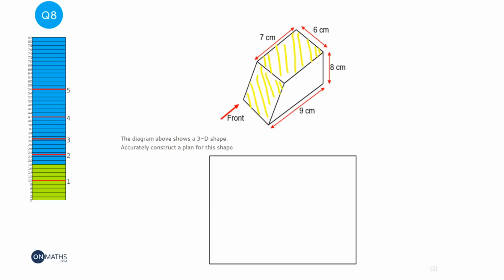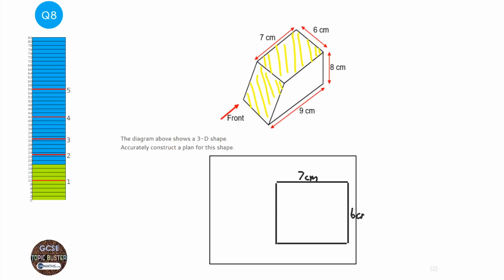Now, I'm not going to be able to draw this accurately because I don't have a ruler. But we can almost get it right. We can get it kind of right. And if I label it, that's going to be 7 centimetres, and that should be 6 centimetres. And in your exam, just make sure you actually measure them because they are said to you in here, and it does say accurately construct. So you want to make sure that it's done 7 centimetres and 6 centimetres.